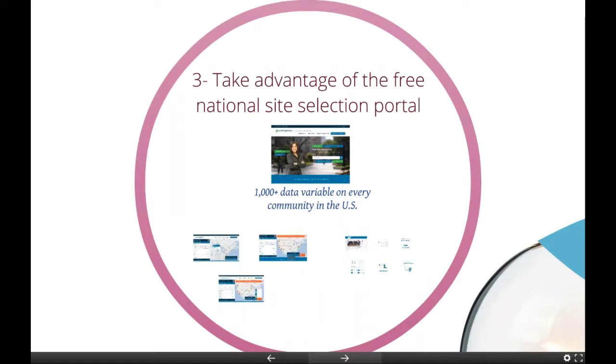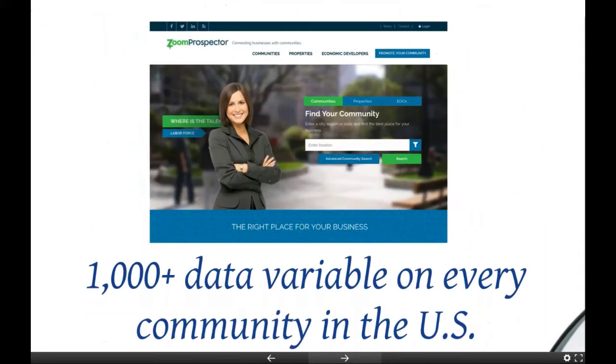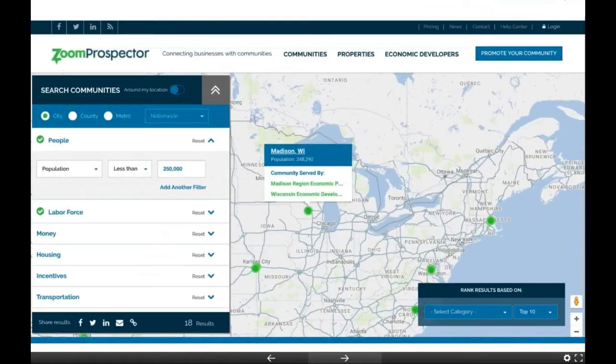Now, another way to make sure that your data is helping you mark your location is to take advantage of the free National Site Selection Portal. There's one in the US. Other countries is still pending, but in the US this is still available. And whether or not you know it, there is over 1,000 data points available on every community in the United States. So that everything is searchable right from the get-go.